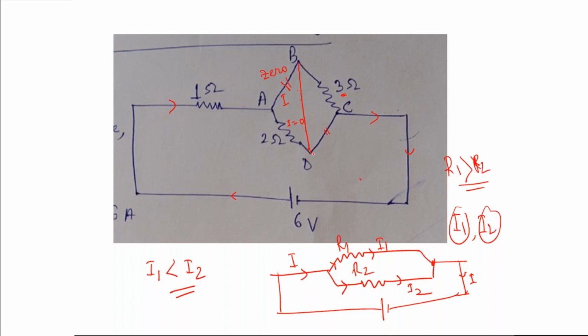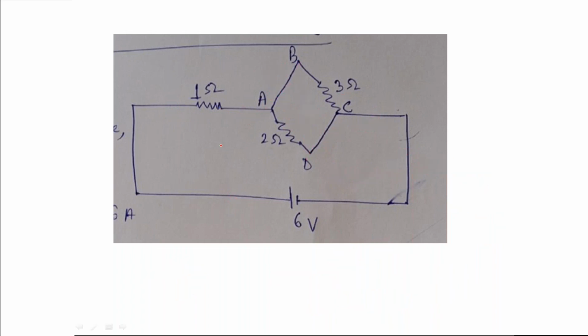Similarly, there is 3 ohm resistance over here, and B and D are connected by a conducting wire. So the whole current will go from A to B, then B to D, and D to C. This way it will flow. So what I can tell you is that from here current is flowing only through this 1 ohm resistance.